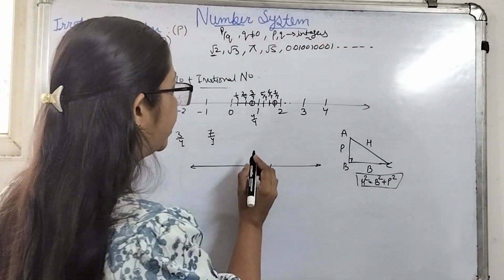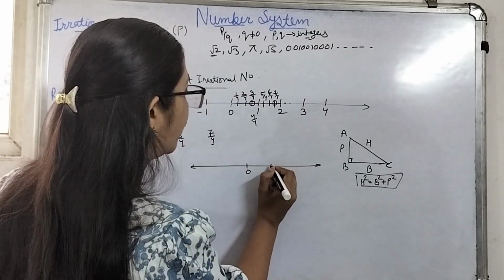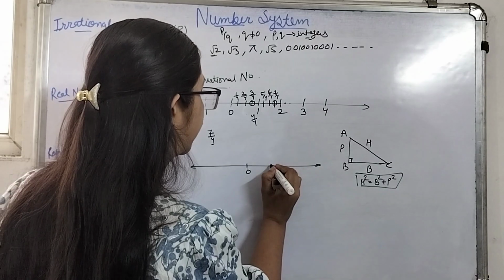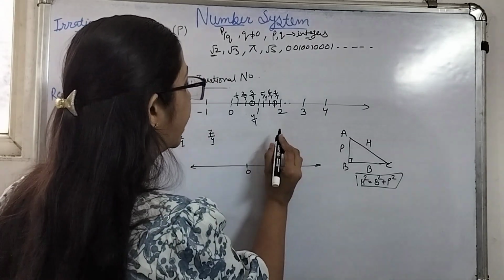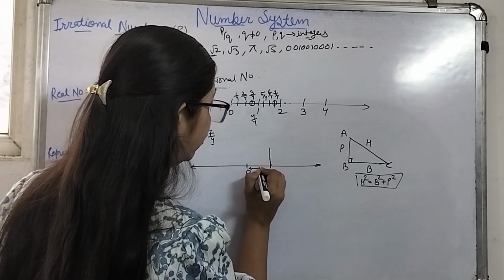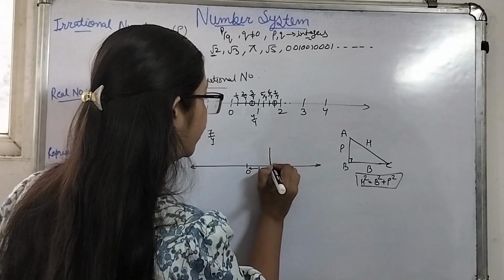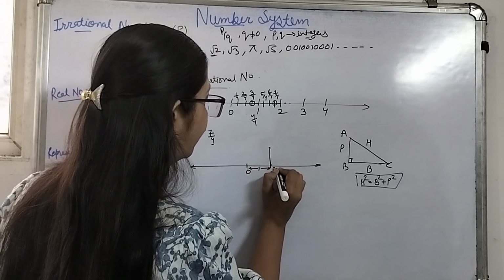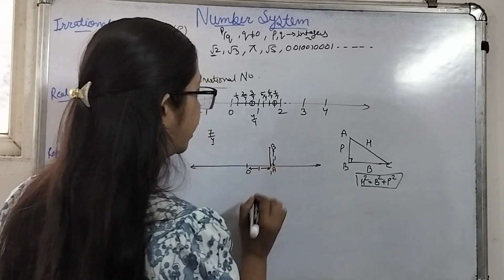Suppose from here I am taking unit distance. 0 to 1 is a unit distance. At point 1, I am going to draw a perpendicular. Suppose at this point we have drawn a perpendicular, and I have taken the unit distance only. This is your 1 unit, and similarly the same 1 unit I am taking from here to here. Suppose this is your O point, this is your A point, and this is your B point. This is also a unit distance I have taken.